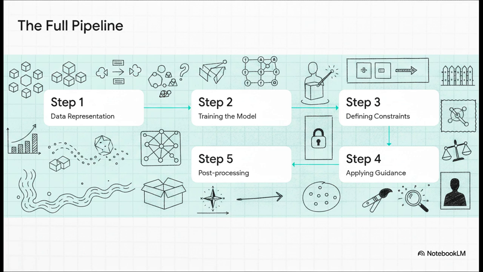Now, step 4, applying guidance, is where the real magic happens. This is where we're actively guiding the chisel as it carves. And finally, step 5 is post-processing, the finishing touches to make sure the final piece is perfect.